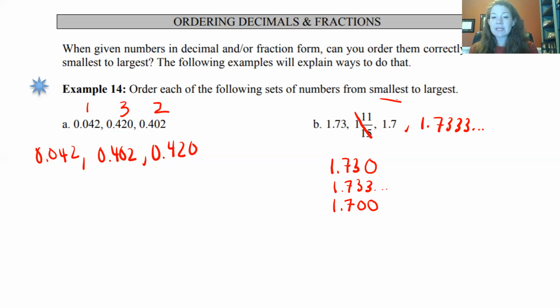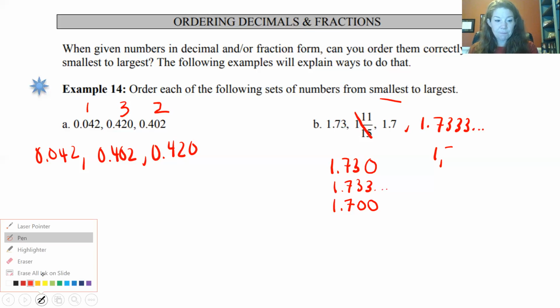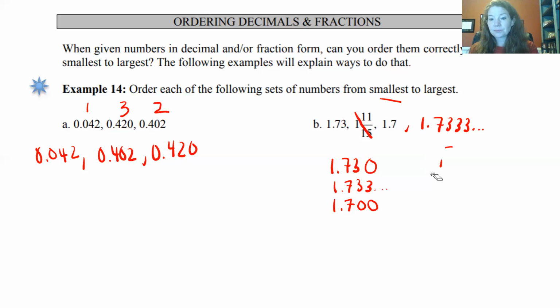So now we want the smallest number. So the ones place all match. So now we're going to compare the tenths place. They match. Now we go to the hundredths place. So this third number is smaller than the other 2 because the hundredths place is the smallest digit. So the smallest number, I'll go ahead and start ordering it. Oops, 1.7 is what I meant to write. So our smallest number is 1.7, and I can get rid of that. I'm going to mark that off. I'm done with that one.